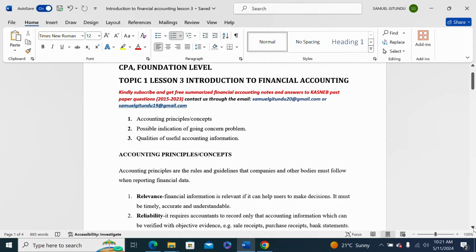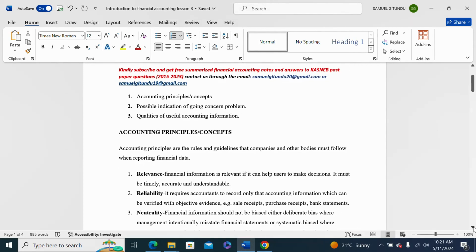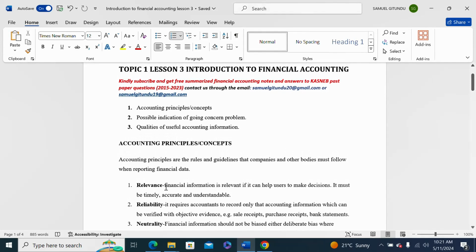And the first accounting principle is the principle of relevance. We say that financial information is relevant if it can help users to make decisions. Remember, financial information or financial statements are prepared for users to make decisions. And users of financial information include investors, lenders, government. Therefore, financial information must be relevant to help them in making decisions.